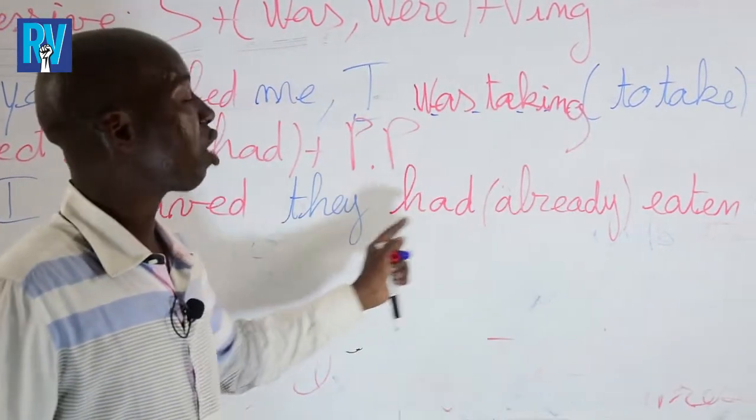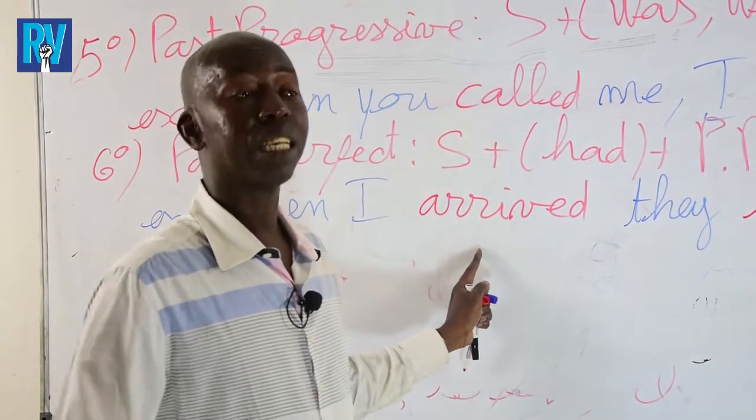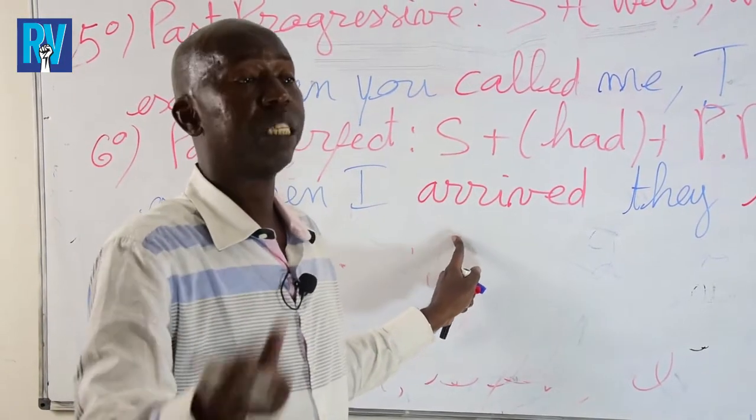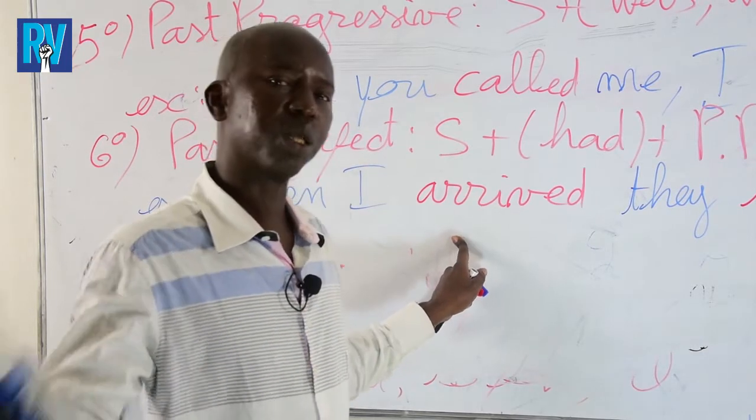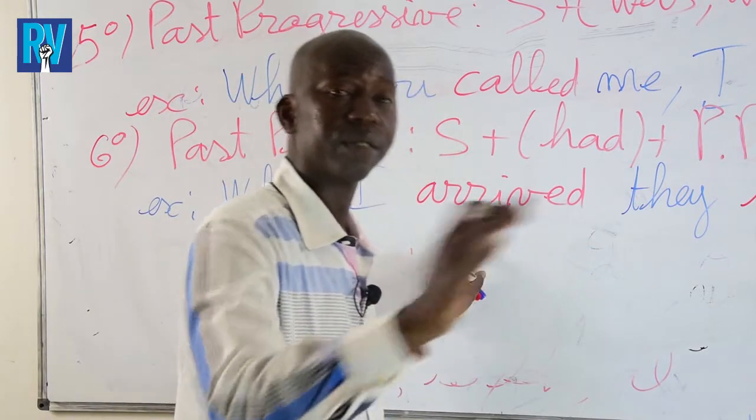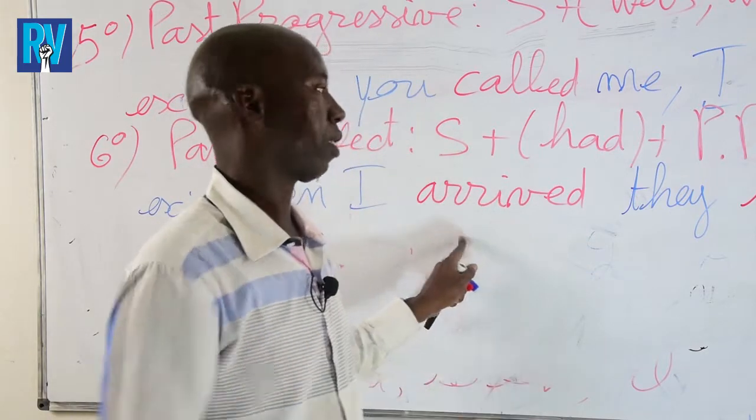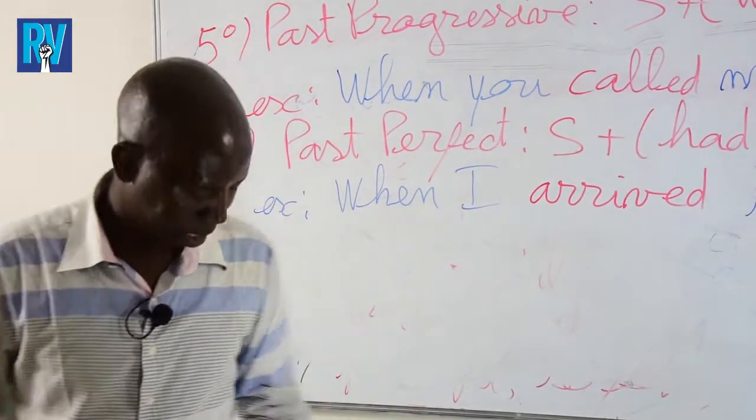Le fait qu'ils avaient déjà mangé est antérieur. C'est antérieur à mon arrivée. Ça s'est passé avant que je n'arrive. Ça veut dire que nous avons deux actions au passé, mais l'une des actions est antérieure à l'autre. Donc l'action qui est antérieure doit être décalée au past perfect. Right? So, let us see now another tense.